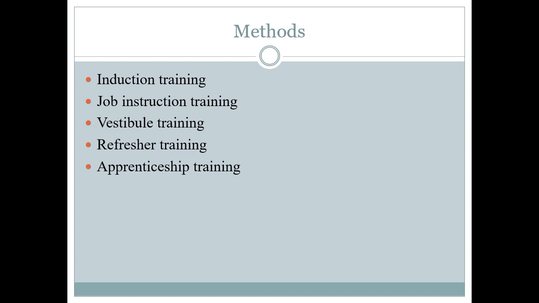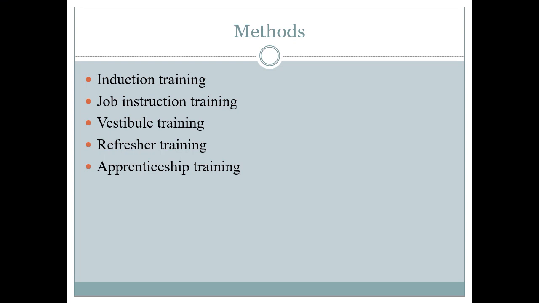For example, the factory workers: how to handle the machinery, how there will be breakdowns in machineries, what mistakes he should not commit, what are the do's, what are the don'ts. All these things related to the job are communicated efficiently, effectively in job instruction training.